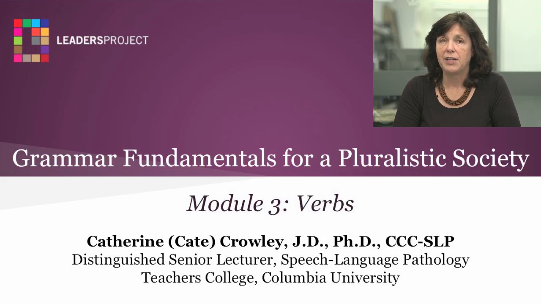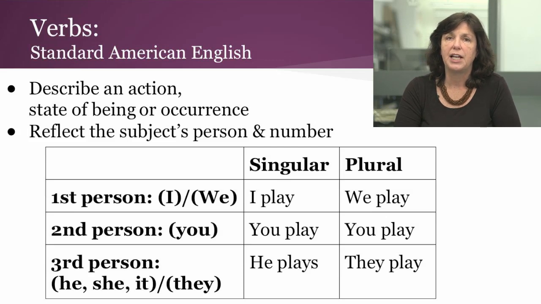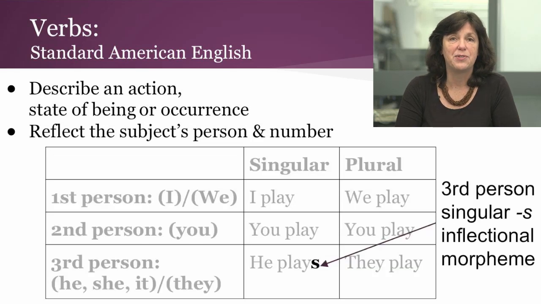This module will outline some morphosyntactic features of American English dialects relating to the use of verbs. Verbs describe an action, state of being, or occurrence. And they have to reflect the person and number expressed by the subject. We have the first person, I or we, second person, you or you all, and the third person, he, she, it, or they. Do you see any inflectional morphemes here? Bingo! Here's our third person singular S inflectional morpheme.